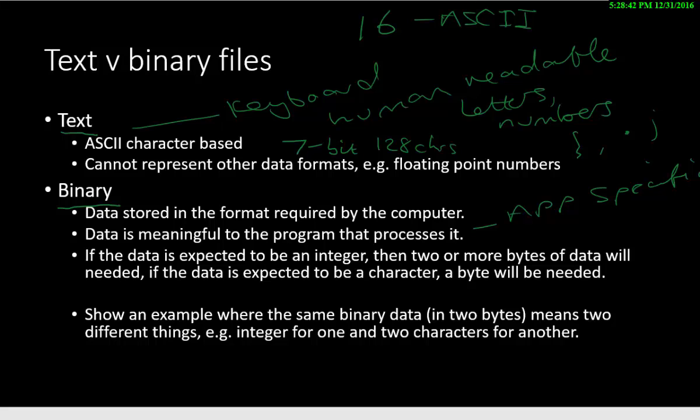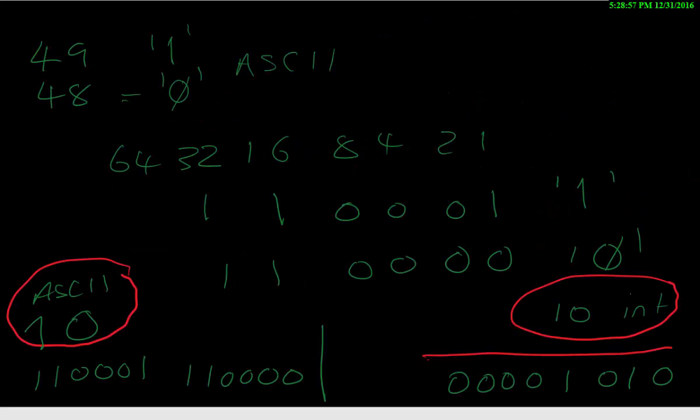Then I mentioned text versus binary files, which is very important to understand, where binary is meaningful data, but is generally not understood by any editor. So you couldn't really open it in a text editor because it will mean something different. And I showed an example of why that might be the case using the number 10. 10 stored as a 1 and a 0 in ASCII. So a 1 is 49 and a 0 is 48. And when shown as two 8-bit values next to each other, that would amount to quite a large number.